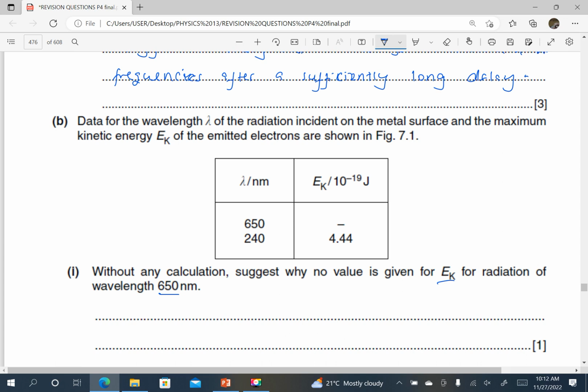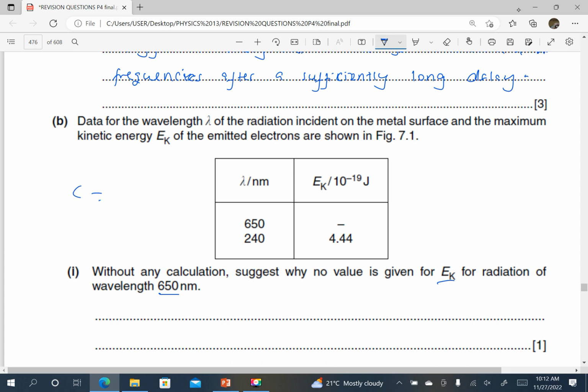Why do we think there may not be kinetic energy for the radiation of that wavelength? Note that there is a minimum frequency below which no photoelectric emission occurs. That was the threshold frequency. And therefore there is a maximum wavelength. If the frequency is minimum, the wavelength is maximum.